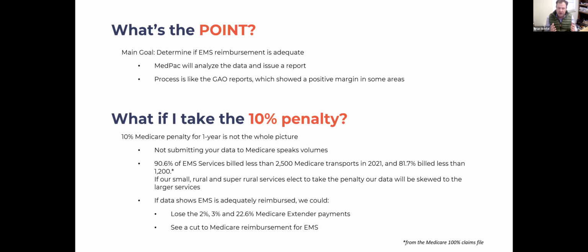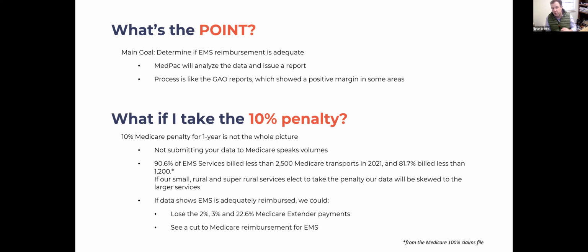Probably the most common question we get. It's a somewhat complicated answer, but the short version of it is the consensus within the industry that Medicare's reimbursement is no longer adequate to cover the costs of providing EMS. Nationwide, we believe that's true, but we believe it's particularly true in rural areas, which Montana certainly would qualify as having its fair share of.